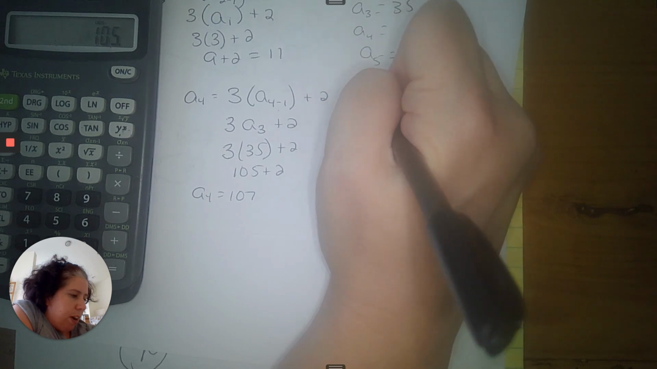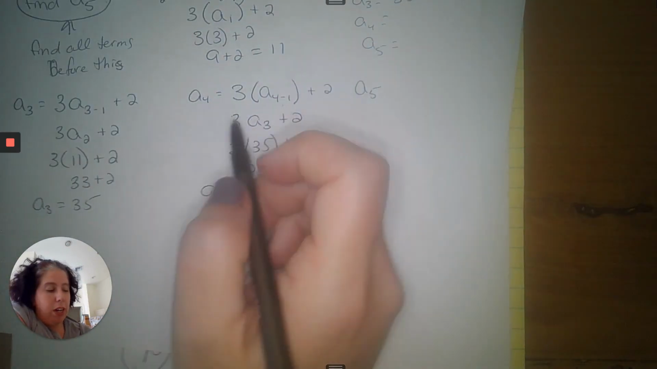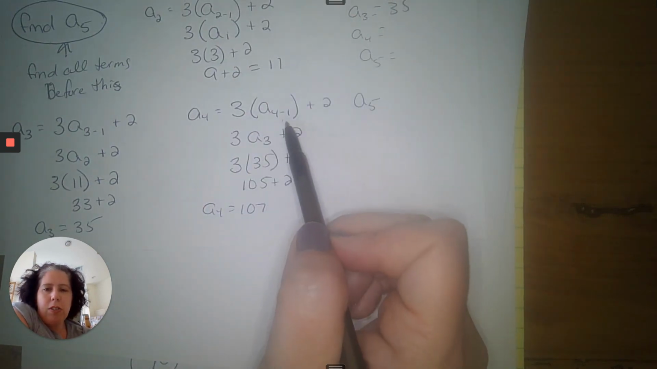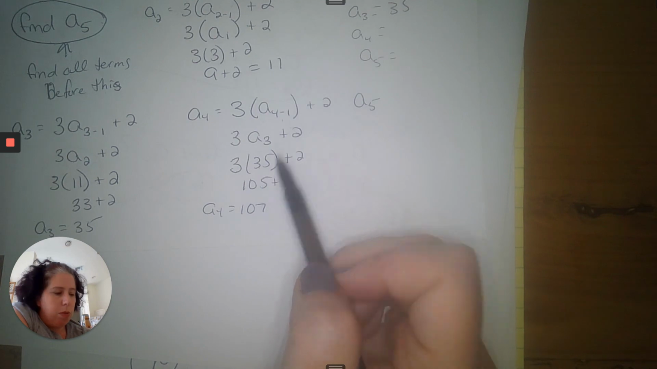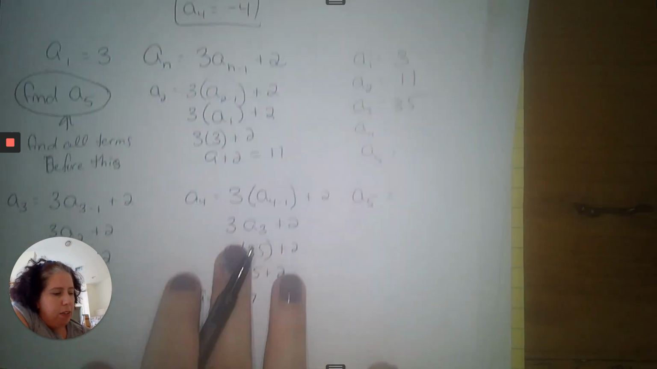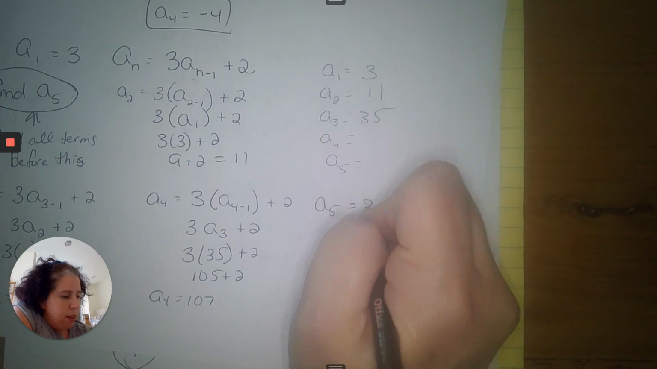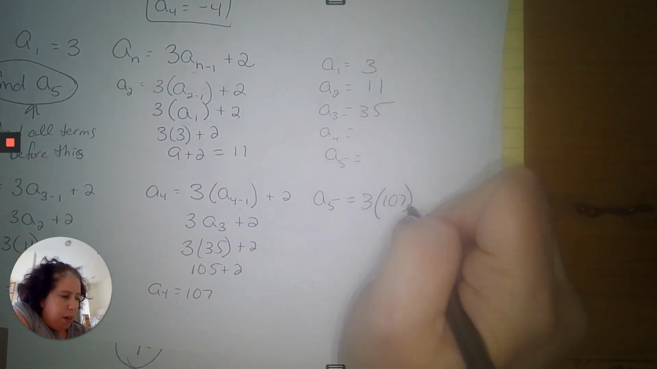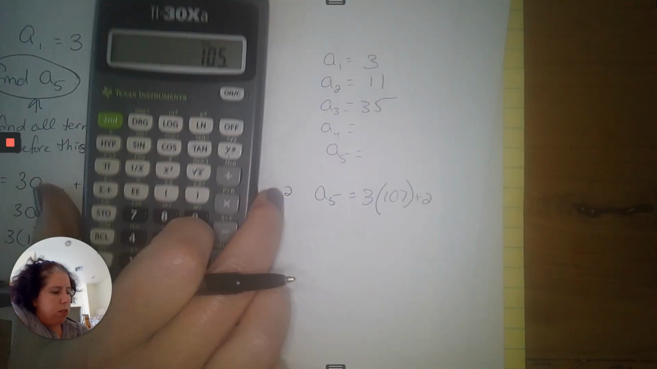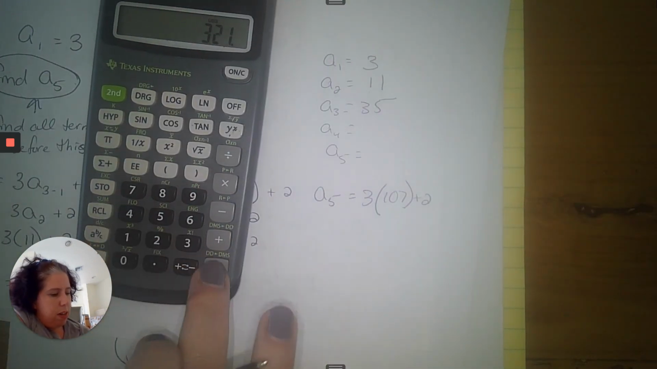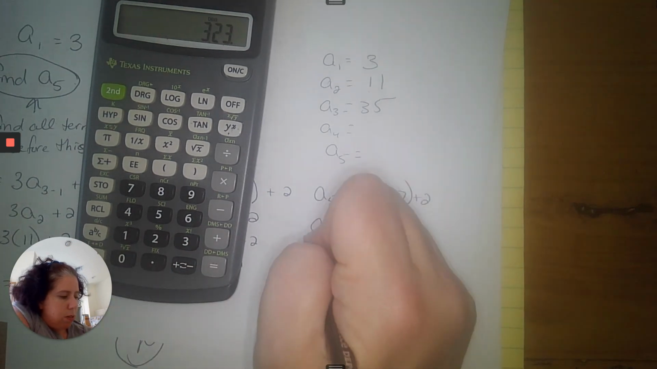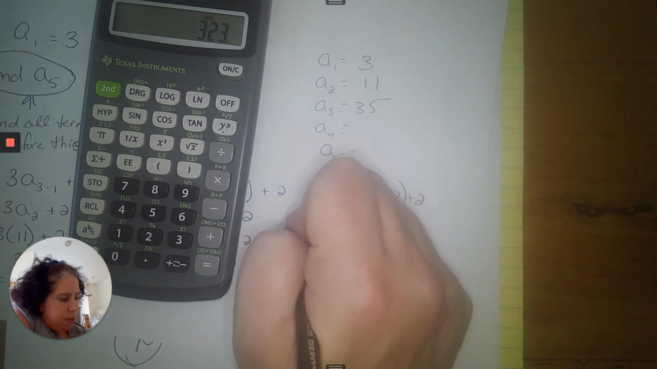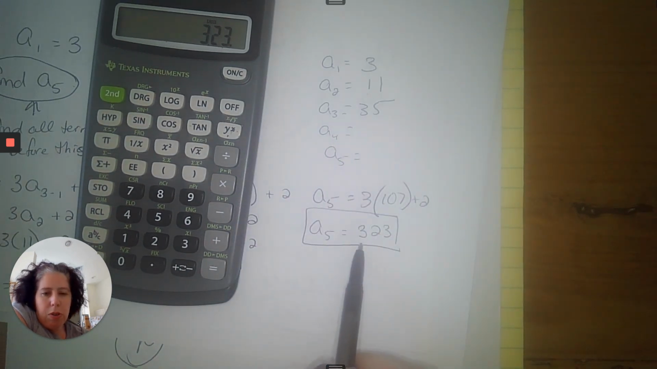Okay, and then A5. Now, I want to show you just a quick shortcut. You guys can keep going this way. But again, you've been using the previous term here every single time. As long as it's minus 1, you're using the previous term. So if I want to find A5, I'm going to do 3 times my previous term, which is 107, and then I'm going to add 2. Okay, so 3 times 107, and then add 2, gives me A5 is 323. Okay, so the answer would be 323, all right?